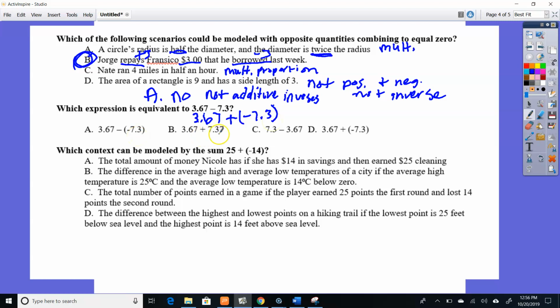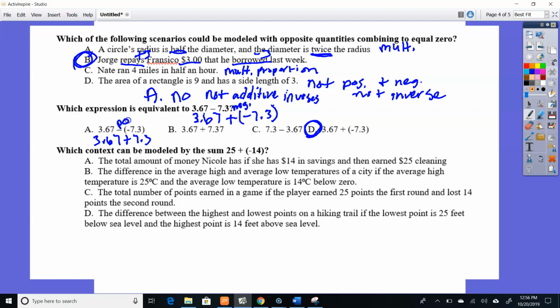Okay, so the first one is not the same as what I just wrote. The second one isn't either. The third one is not. The fourth one is. So let's go double check why the other ones aren't. And so if we rewrote this, 3.67 plus 7.3, those two things would be equivalent. And so here we're getting, again, a negative answer.